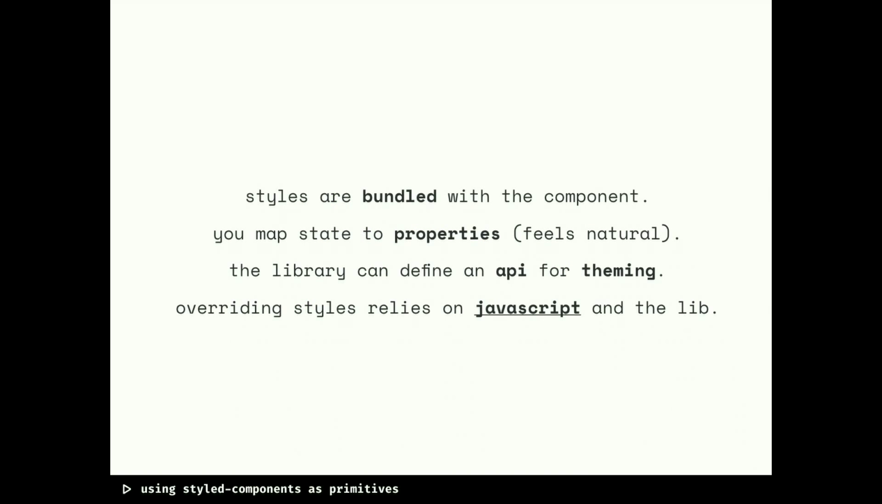On the other hand, the important things here are that styles are bundled with the component, that you map the state to properties, which feels natural, rather than composing class names. And the theming API is going to be defined by the library that you use to apply those styles. In this case, it would be styled components, right? So it has an API for theming. If you use something else, there could be another way to theme components, but they are probably going to look very similar. And also, overriding styles is going to rely on JavaScript and not on selectors and priorities and stuff like that. You know that important thing at the end of a CSS statement? Yeah, forget about it, because you're not going to see that anymore.